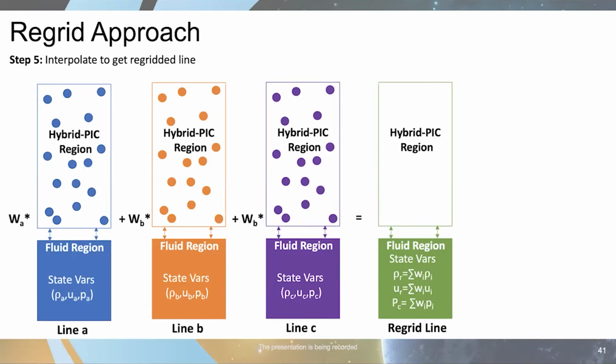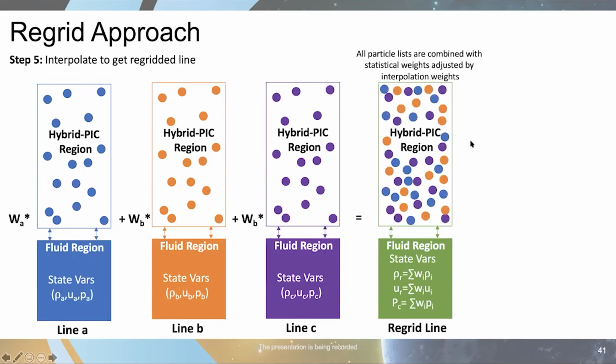The way I end up doing that is I take the particle list from each field line and combine them into one particle list where I've adjusted the statistical weights of the particles by the interpolation weights. And so this gives me a much longer particle list, but all of the statistical weights are adjusted by the interpolation weight so that I get a true combination of these different particle populations. But now the problem is I have way too many particles, and that can be very challenging from a numerical point of view. And every time I do the resampling, the particle list will grow and grow.